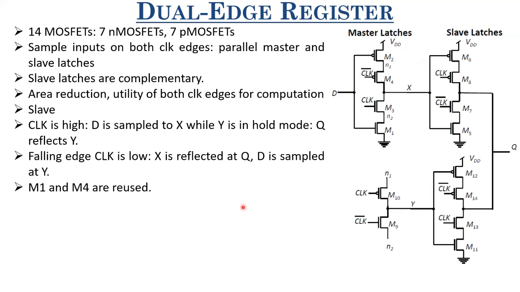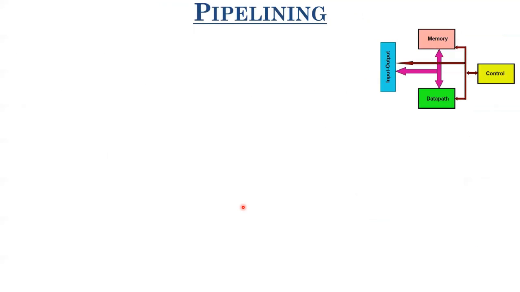Now we discussed this. Now let us look at an architectural level or system level trick, which is generally known as pipelining. So what exactly is pipelining? Why is it used? Pipelining is basically performing computations in your processors or any other such computational unit in an assembly line fashion.